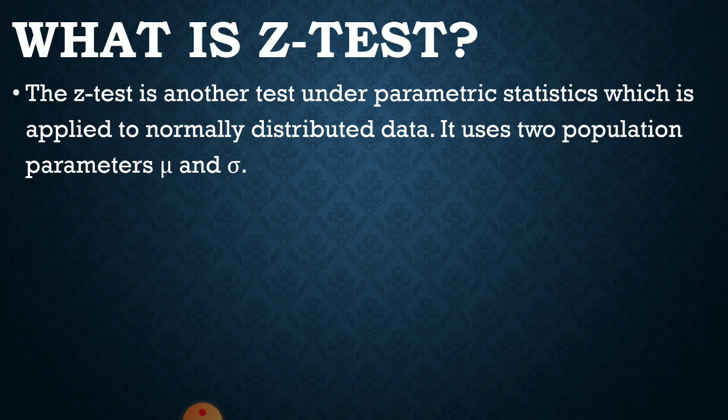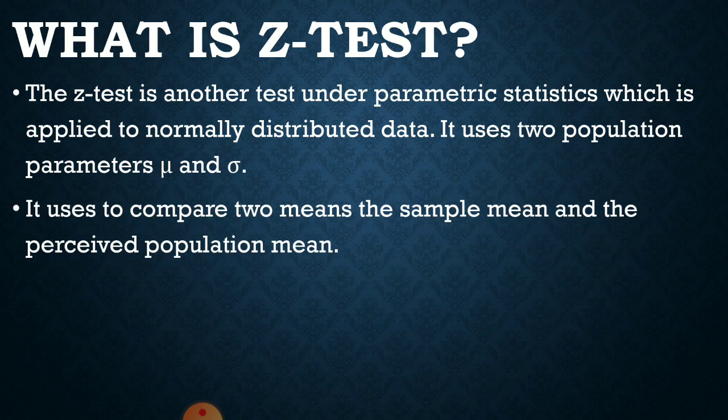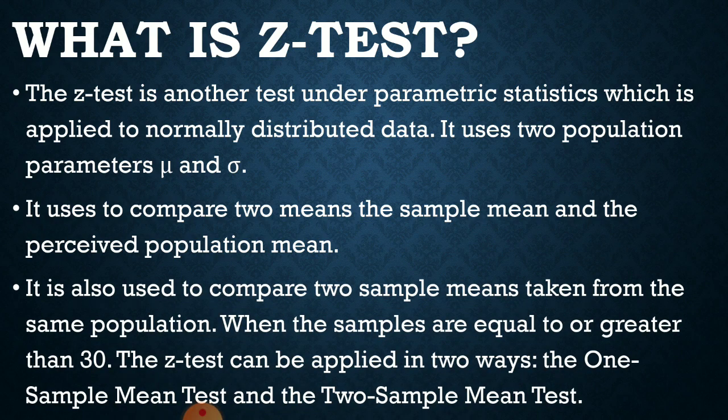It uses two population parameters, mu and the lowercase sigma, where mu is the population mean and the lowercase sigma is the standard deviation. It is used to compare two means, the sample mean and the perceived population mean. It is also used to compare two sample means taken from the same population when the samples are equal to or greater than 30.